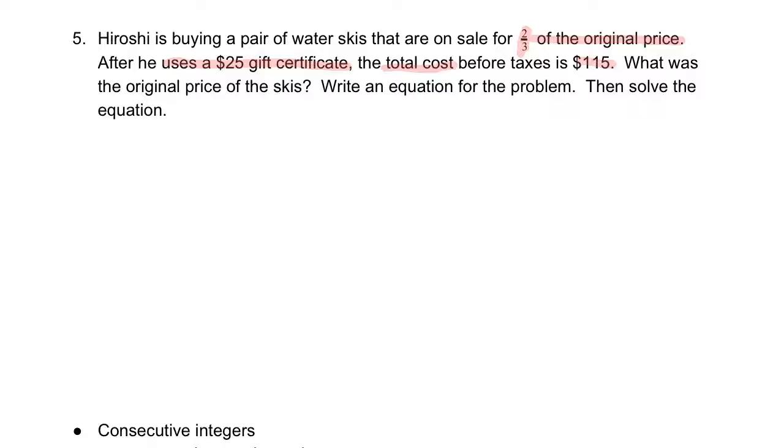All right, let's get going here. We want to know what the original price of the skis was. So first, I need to define my variable. I'm going to let P equal the price of skis. You can pick any letter you want. I'm just going to pick P. Then we know that the skis are on sale for 2/3 of the original price. So I'm going to say P times 2/3. That's how much it is, the price, right?